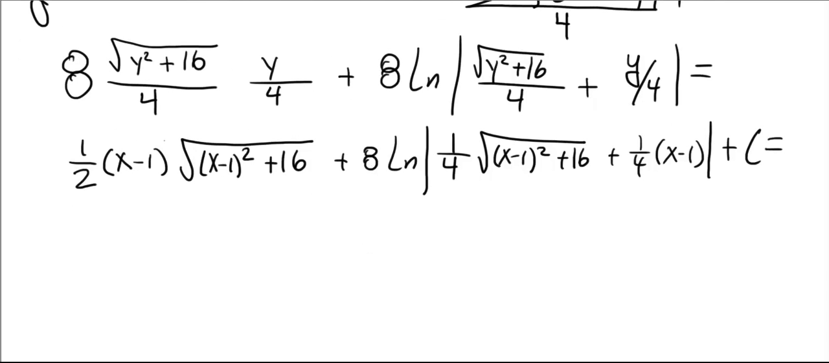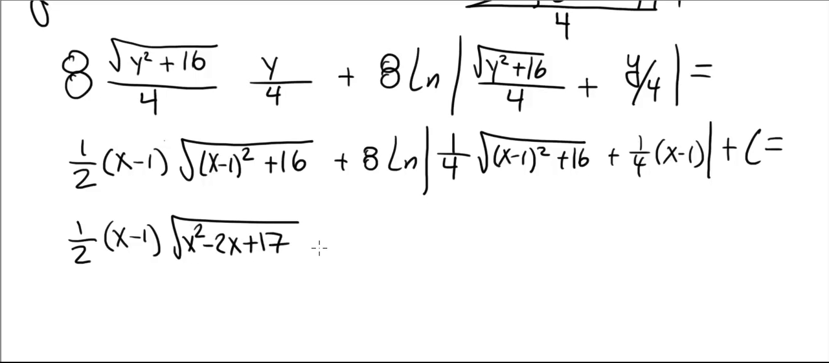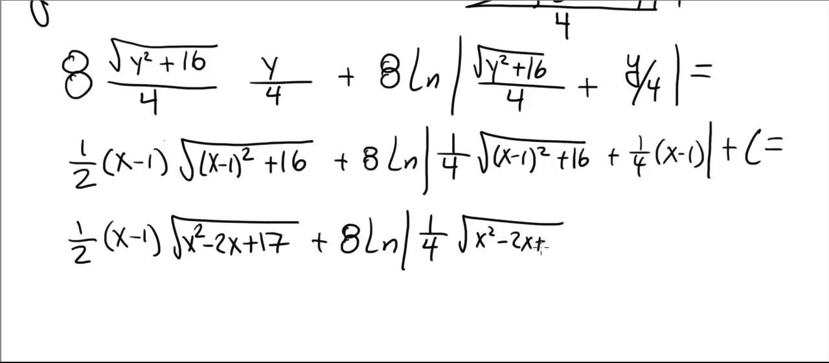x minus 1 squared plus 16 under the radical is the original radical, x squared minus 2x plus 17. So we can write the final answer as follows: 1/2 times x minus 1 times the square root of x squared minus 2x plus 17, plus 8 times the natural log of absolute value of 1/4 times the square root of x squared minus 2x plus 17 plus 1/4 times x minus 1, and then we can add c at the end.